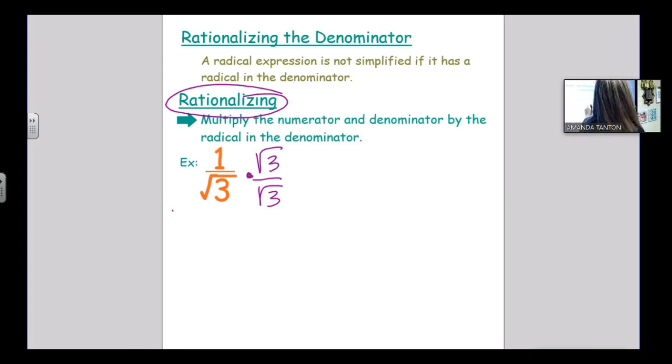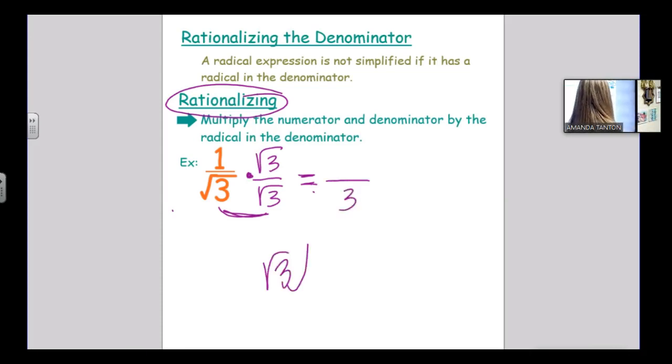Because watch what happens. Let's multiply across. Do you know what square root 3 times square root 3 is? Square root 9. Okay, which is? 3. It's just 3. That's like saying square root of 3 squared. Those cancel. You don't even have to go the root 9 route. And then the numerator is 1 times root 3, which is just root 3.